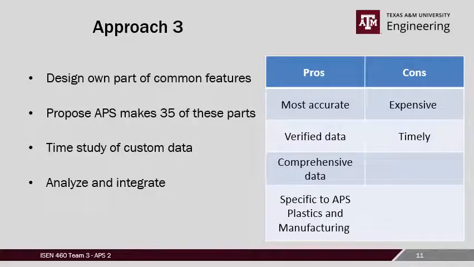To address Phase 1 in Approach 3, we would design a part which contained the features that APS Plastics and Manufacturing most commonly deburr. With the approval of our project sponsor, this part would be manufactured and allow us to perform a time study on the deburring process. This way we could collect customized and accurate data. With this specialized data set, we could again use the same statistical learning techniques as in the first two approaches. After this, the model would be coded into Paperless Parts to address Phase 3.